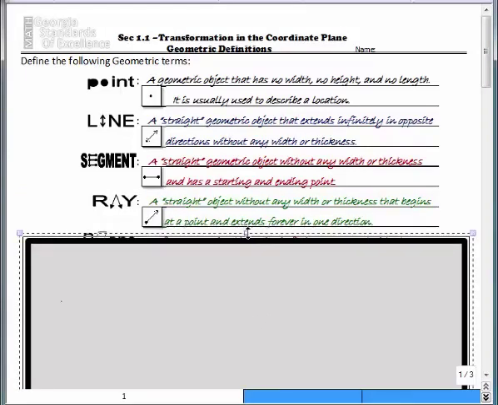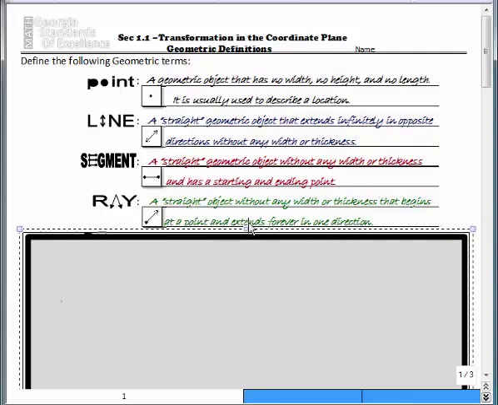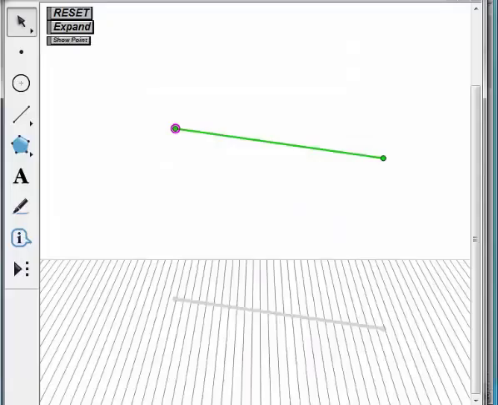Alright, a ray is, we could say, half of a line. It's a straight object without any width or thickness that begins at a point and extends forever in one direction. If you can visualize that, we start with a point and it would be half of a line where it continues to extend in one direction forever.